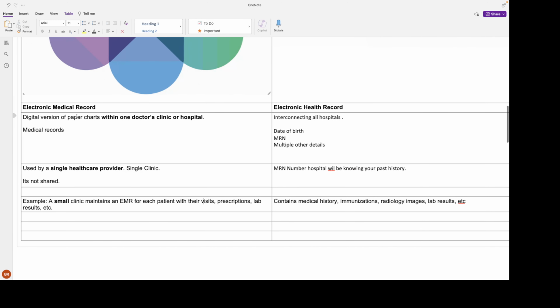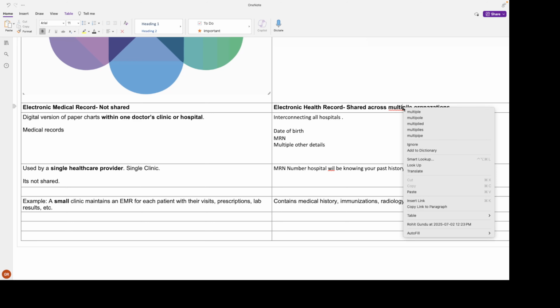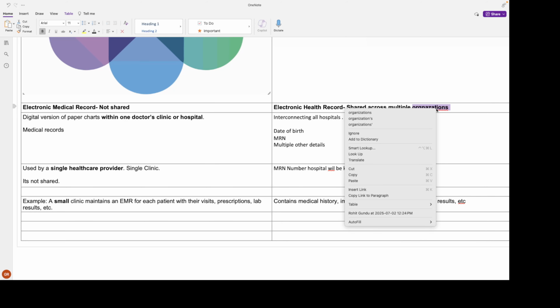So when they say medical record, don't get confused by this medical history. All the important history would be shared in EHR, and that is nothing but shared. And when it says electronic medical record, only the basic details like the visits and prescriptions, which are used by small clinics, come under EMR. So the direct short answer would be: not shared, and shared across multiple organizations. Again, it's a short answer.